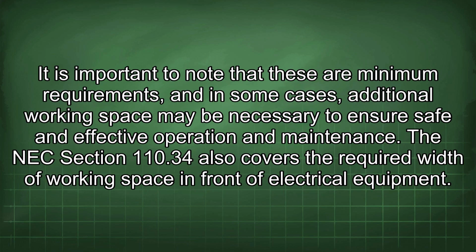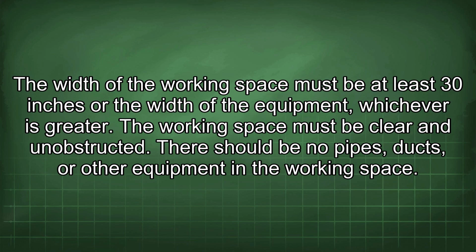It is important to note that these are minimum requirements, and in some cases, additional working space may be necessary to ensure safe and effective operation and maintenance. The NEC Section 110.34 also covers the required width of working space in front of electrical equipment. The width of the working space must be at least 30 inches or the width of the equipment, whichever is greater. The working space must be clear and unobstructed.